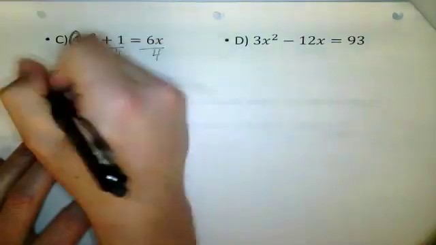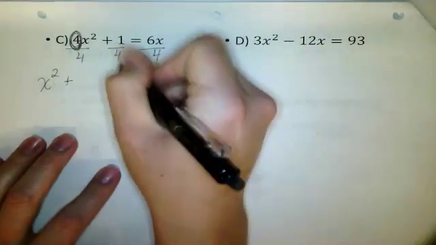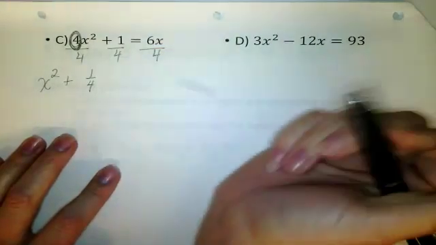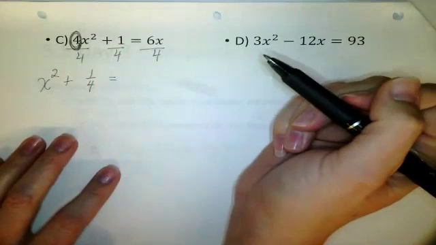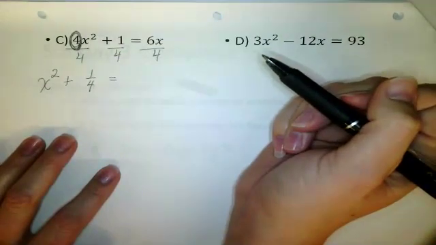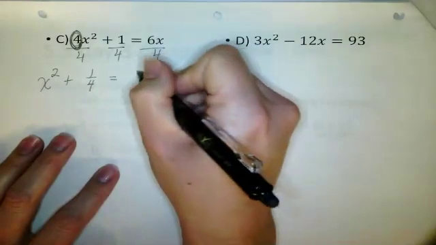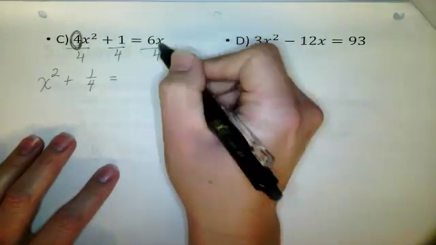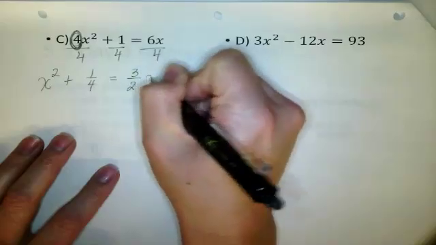4 divided by 4 is 1x squared. Plus 1 divided by 4? 1/4. What's 6x divided by 4? 3/2. Very good. It's a fraction. You will get fractions. They just reduce. 6 and 4 both divide by 2. So that's going to be 3/2x.